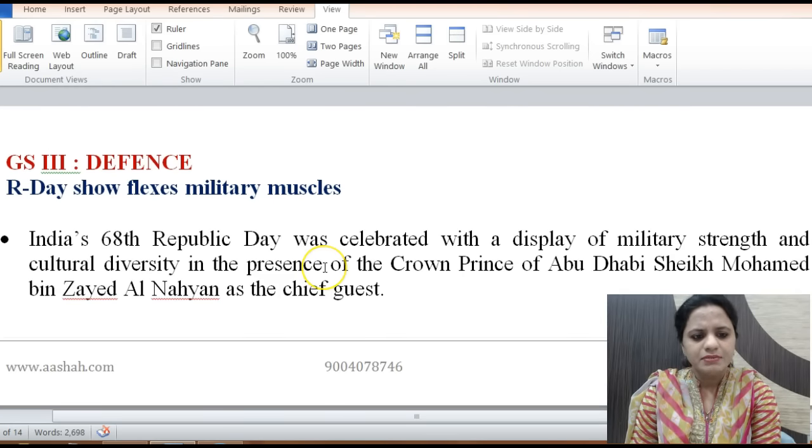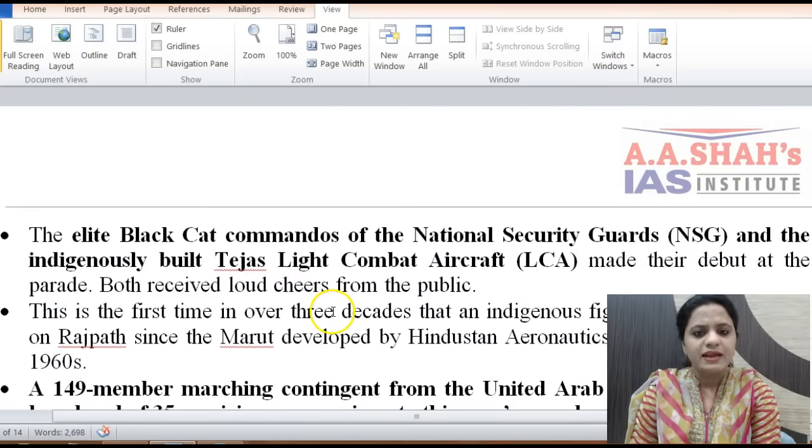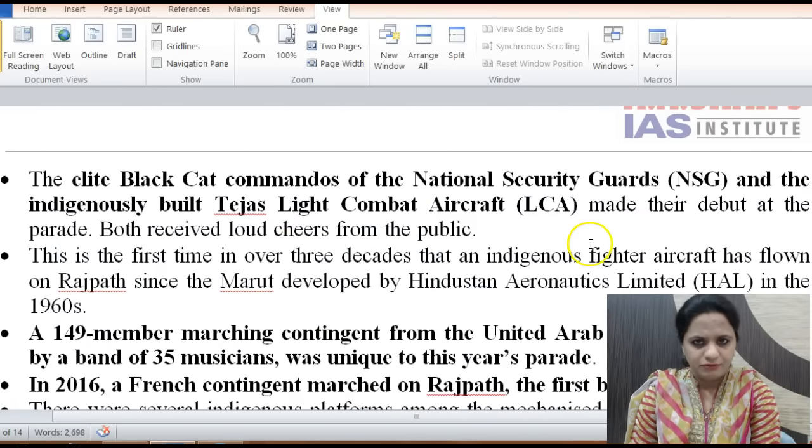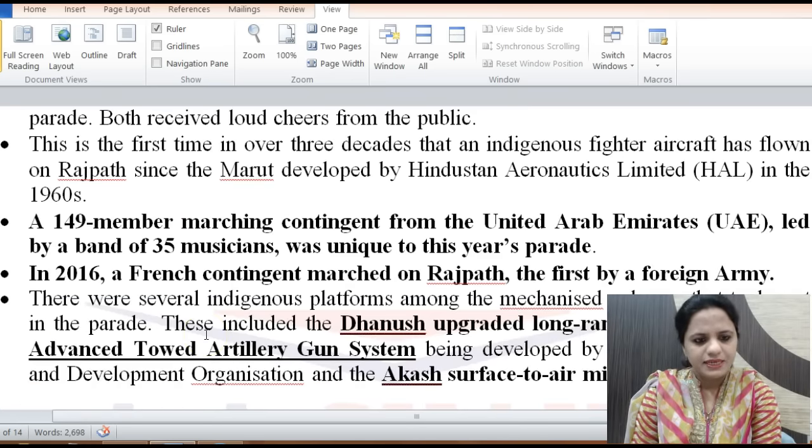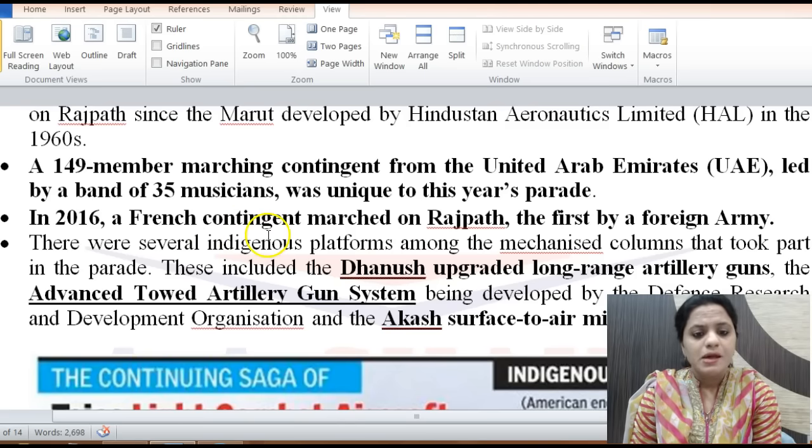The next news item is Republic Day show flexes military muscles. So the 68th Republic Day was celebrated with Crown Prince of Abu Dhabi of UAE as the chief guest. So at this we had the elite Black Cat commandos of the NSG and the indigenously built Tejas LCA light combat aircraft debuted. So there was a debut parade by them. Also, we have already done in news the 149 member marching contingent from UAE also participated along with a band of 35 musicians. So this was also a unique feature of this year's parade.